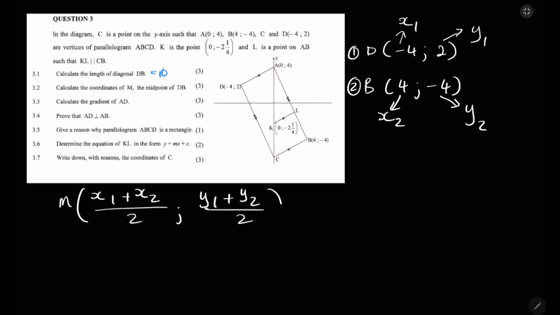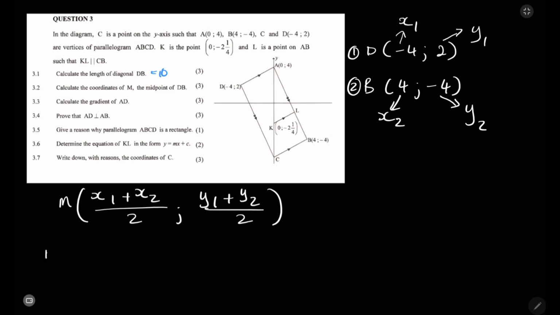Let's start with D. D is (-4; 2). We have B as (4; -4). So this is point 1 and that is point 2. -4 is your X, 2 is your Y, 4 is your X, -4 is your Y. So that is X1, Y1, X2, Y2. Now let's substitute into our midpoint formula, which is M: (X1 plus X2) over 2 and (Y1 plus Y2) over 2.